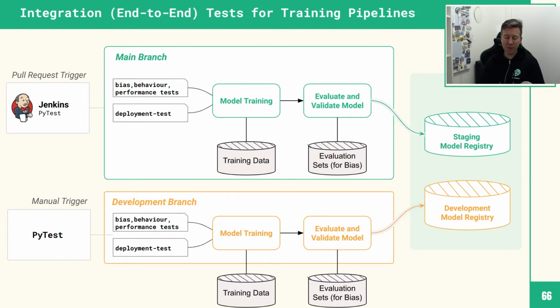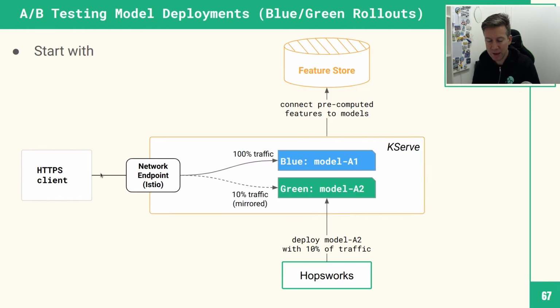Now, we have the same challenge for training pipelines as we had for feature pipelines. We'd like to automate the testing of these pipelines and the testing of the models as well. You can do that again with Pytest and Jenkins. When you're developing, you can have your own branch of the code and define all of these different types of tests, the model tests we looked at: bias, behavior, and performance tests. You can also, let's go back here.